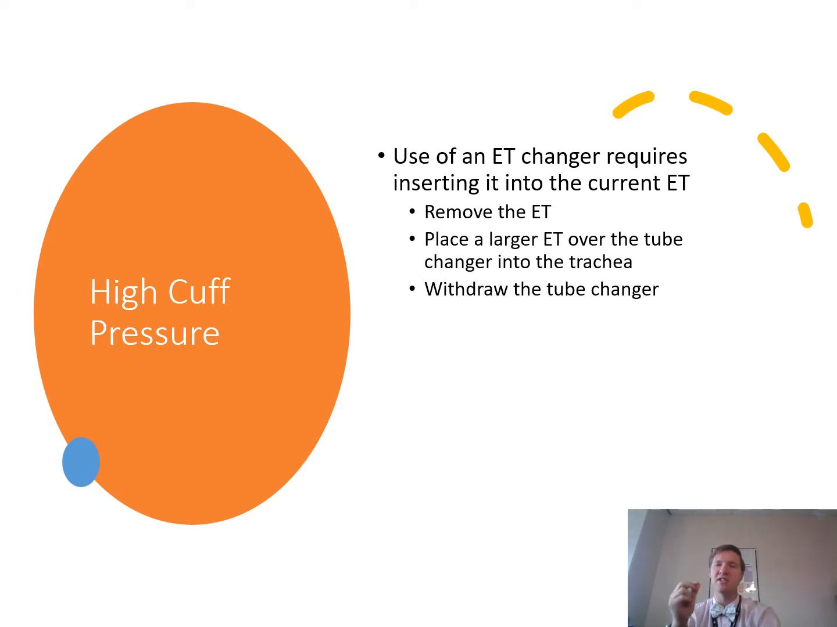The tube changer is inserted into the current endotracheal tube, which is deflated and removed while the tube changer is left in place. A larger ET tube is slid over and inserted over the tube changer into the trachea, and then the tube changer is withdrawn, right? The airway is secured and the patient's connected back to the ventilator.